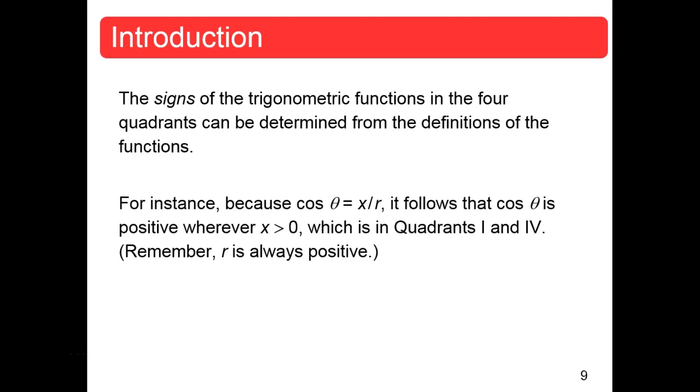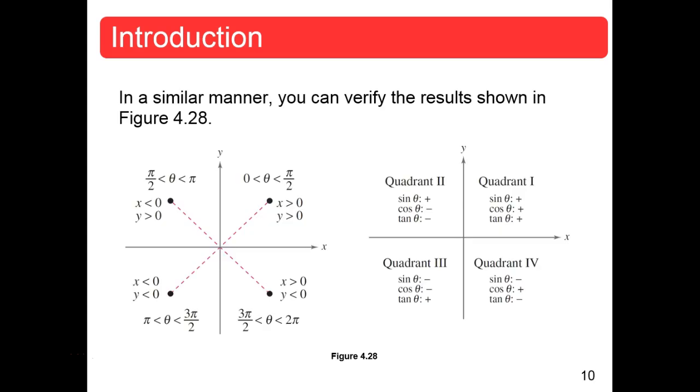The signs of the trigonometric functions in the four quadrants can be determined from the definitions of the functions. You know what they are, right? Cosine is x over r. You really don't have to think too hard. R is always positive. X is negative on the left-hand side. So in the second and third quadrant, cosine is negative. In the first and fourth quadrant, they're positive. Cosine is positive whenever x is positive, which means on the right-hand side, and r is always positive. So here's the picture.